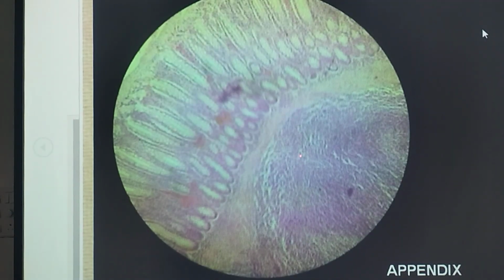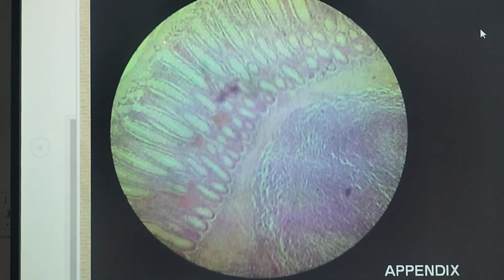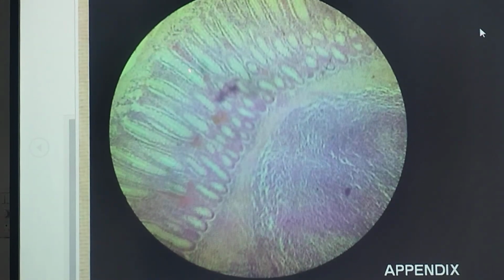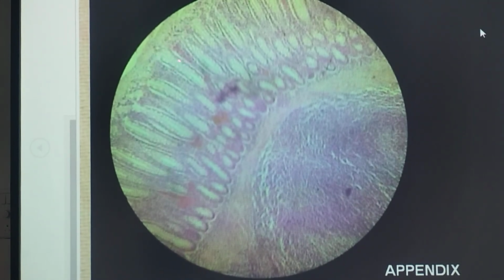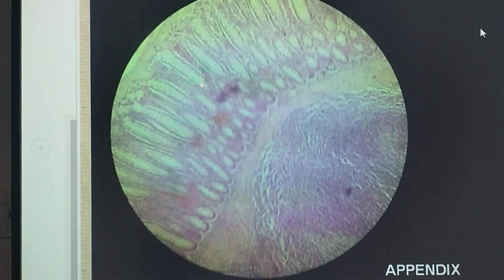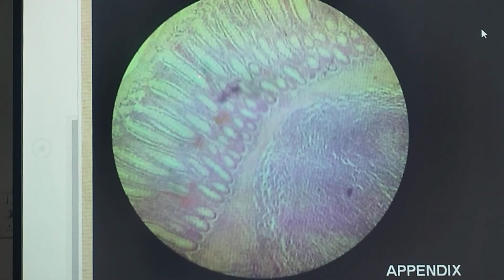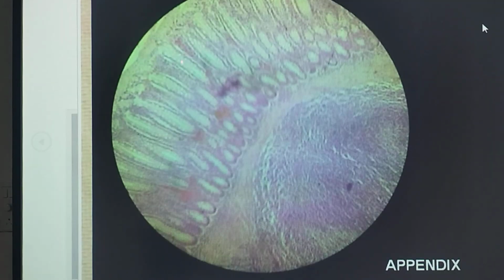Once again, what are the important identifying points? The crypts of Lieberkühn, and the lining epithelium is simple columnar epithelium. You have plenty of goblet cells, which are empty looking cells because mucus is not stained by H&E staining. So the cells look empty. They are all goblet cells, nothing but unicellular mucus glands.